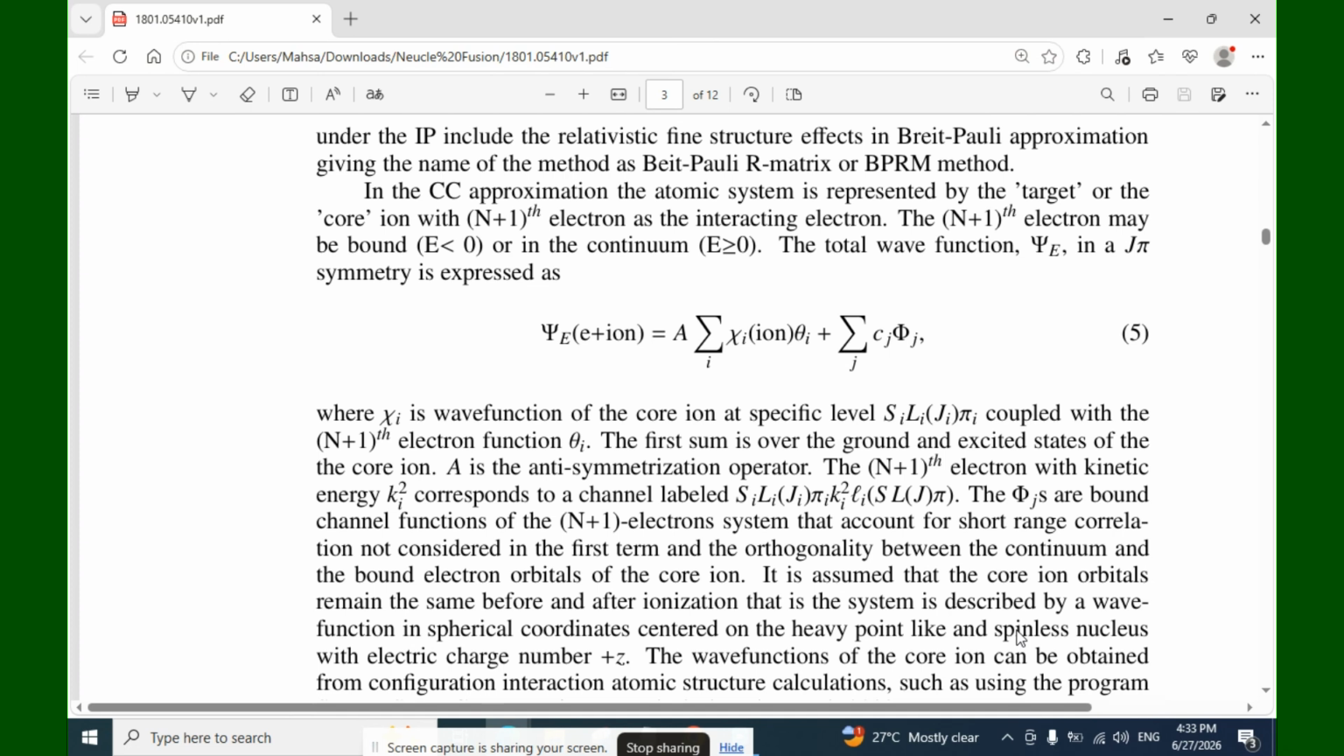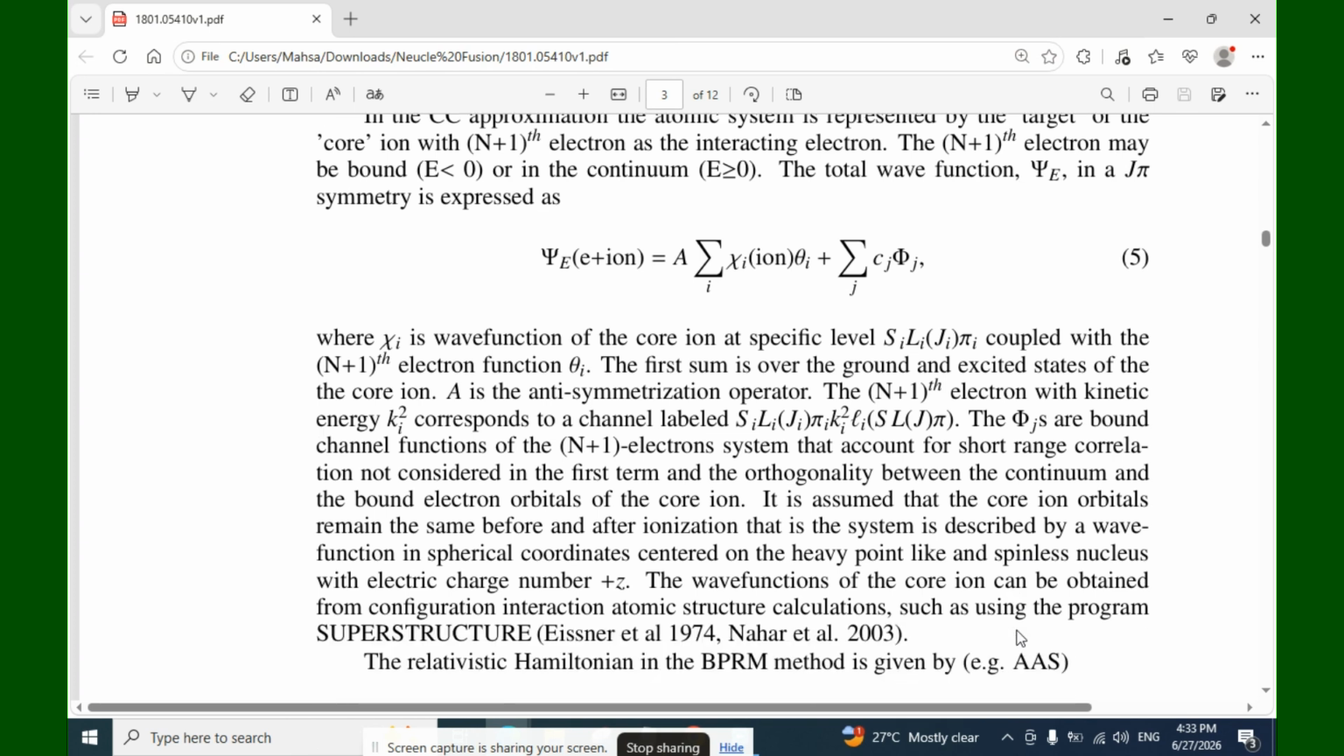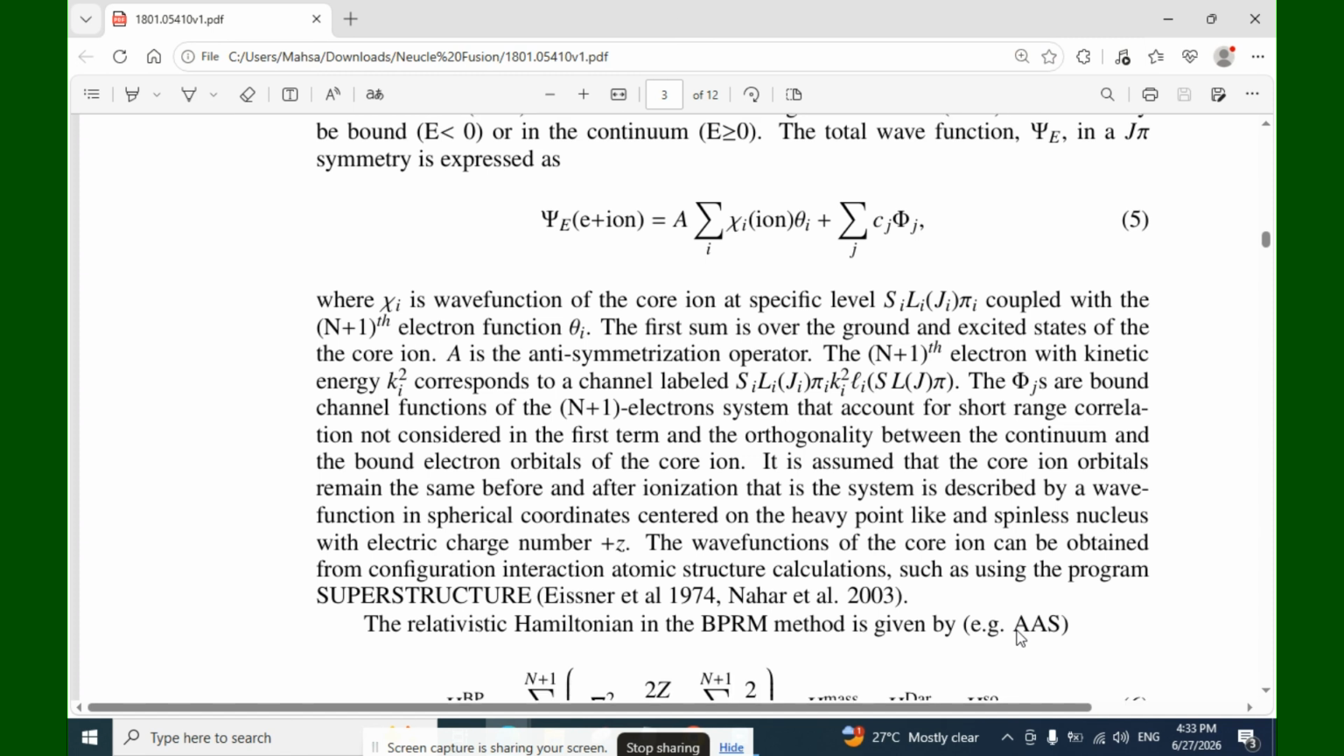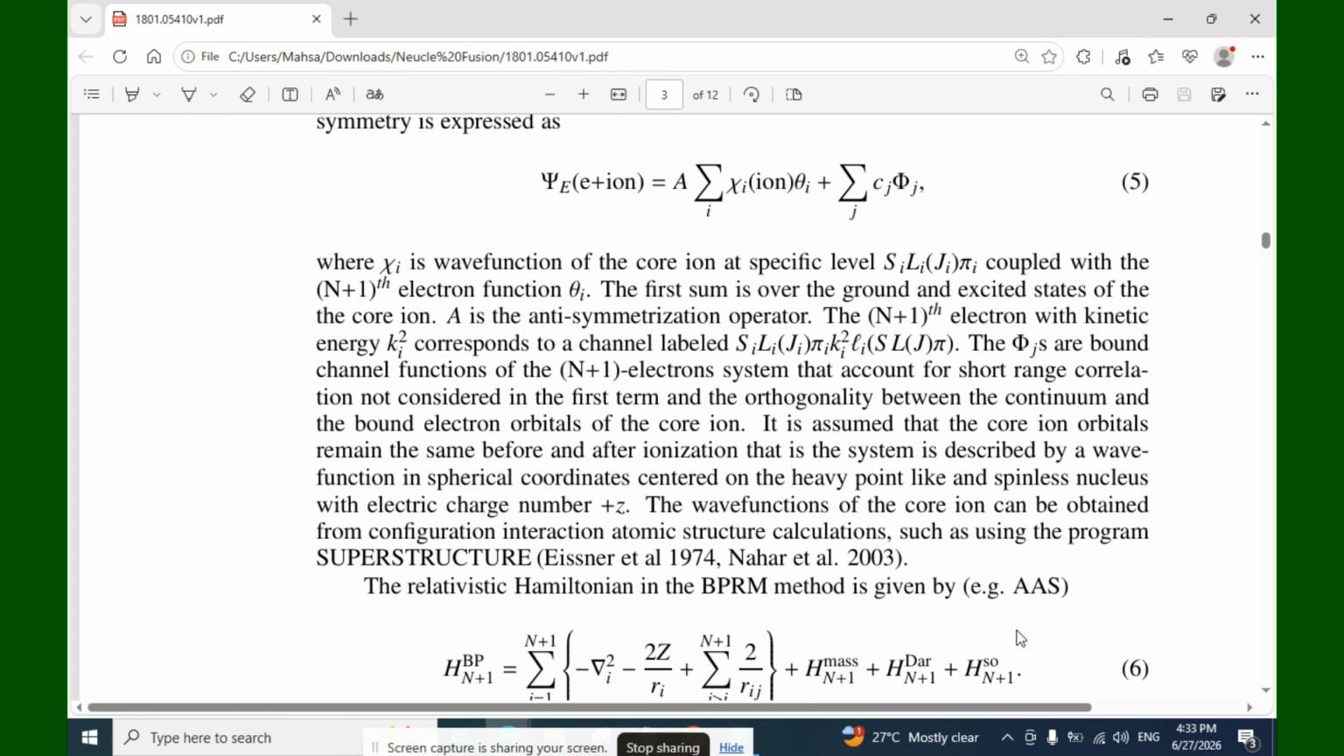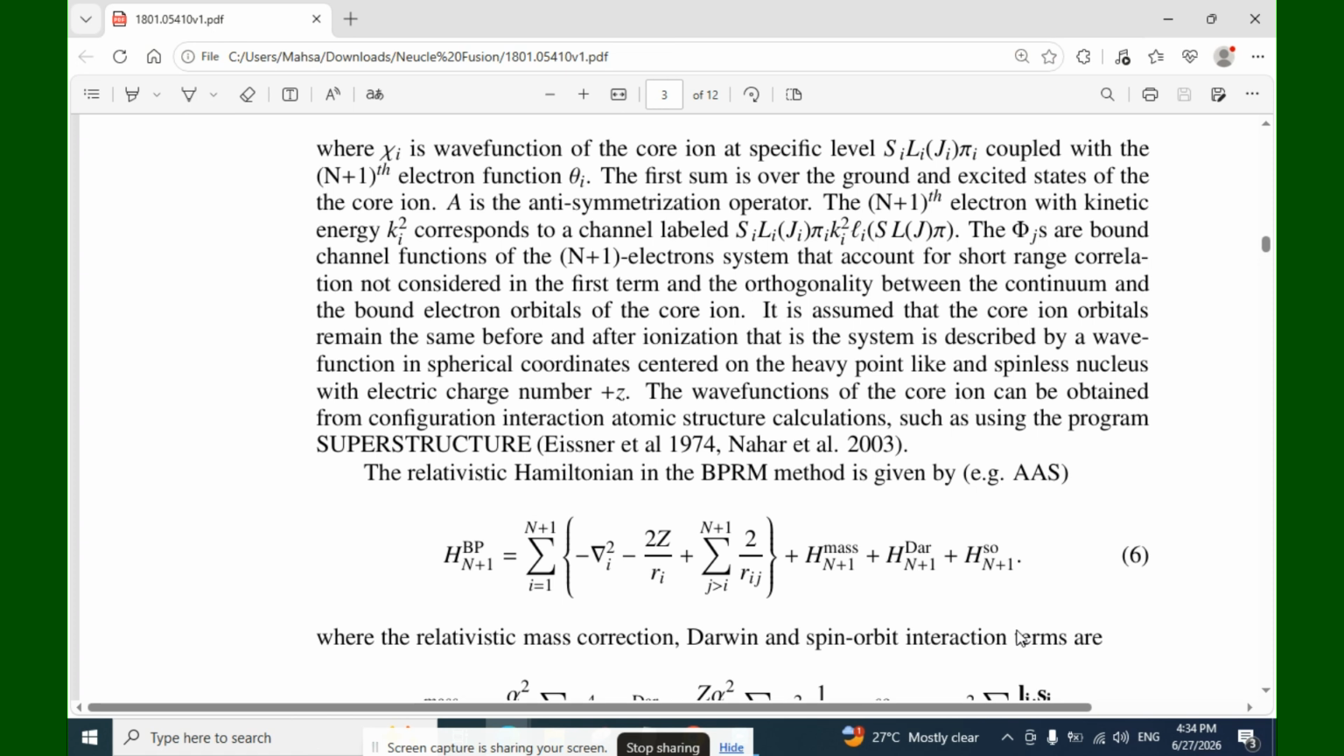That is, the system is described by a wave function in spherical coordinates centered on the heavy point-like and spinless nucleus with electric charge number plus Z. The wave function of the core ion can be obtained from the configuration interaction atomic structure calculations, such as using the program SUPERSTRUCTURE, Eissner and his colleagues in 1974, Nahar and his colleagues in 2003. The relativistic Hamiltonian in the BPRM method is given by, for example, Atomic Astrophysics and Spectroscopy.